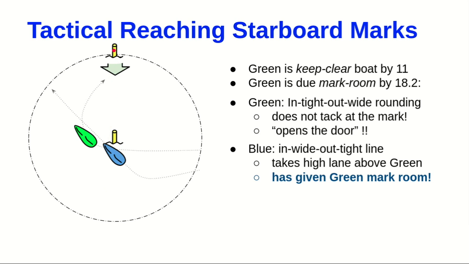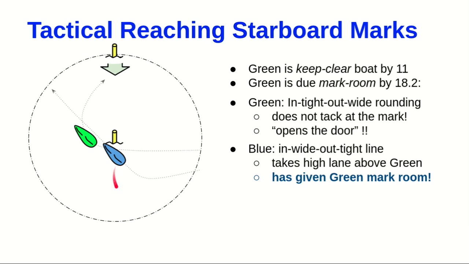Let's say the next mark's up there. Has green rounded the mark? I believe so. She's heading upwind towards the next mark. She might want to go on to port, to go out the right side for better wind, but nothing in rule 18 allows her to do so.